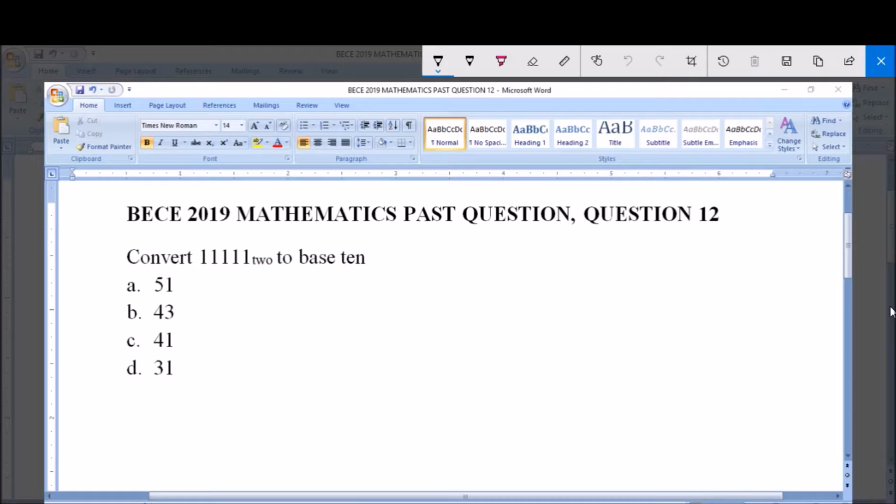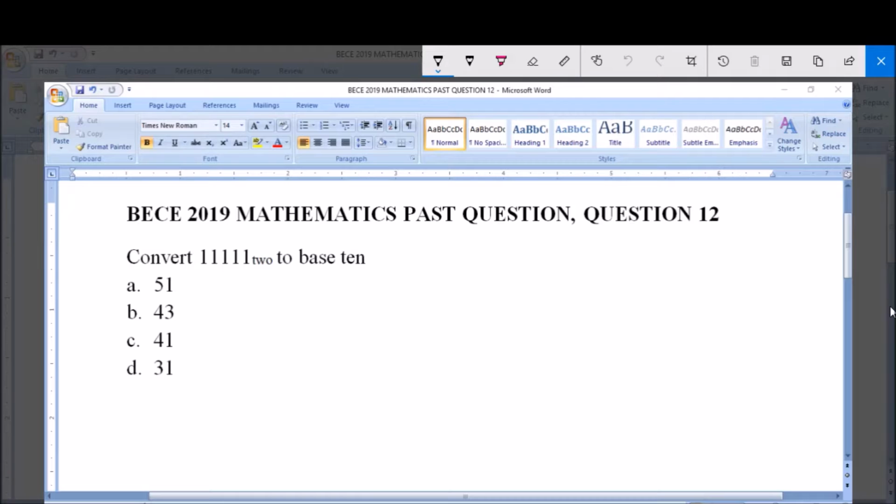Convert 11111 in base 2 to base 10. Options: A 51, B 43, C 41, and D 31.